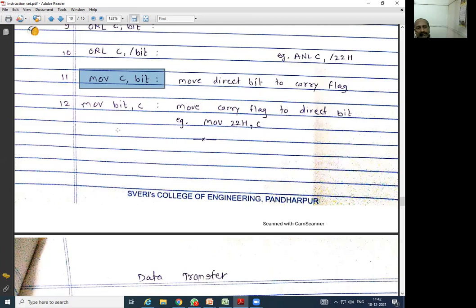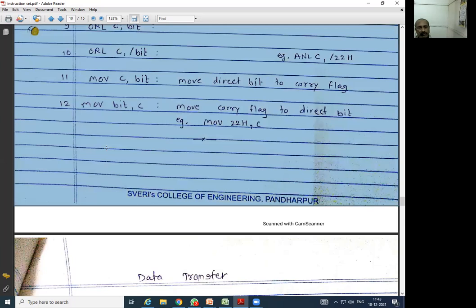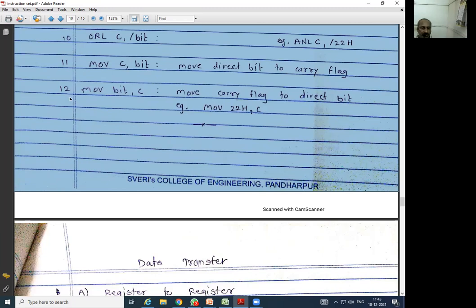And the last one, the opposite one, is MOV bit, C. Whatever the value of carry is, it may be 1 or 0, that is going to be transferred to that particular bit. So we can write MOV 22H, C, meaning whatever the value of C is, go to address 22 and store it. That is the meaning of this instruction. So these are all the Boolean type of instructions. We have seen 12 Boolean instructions here.